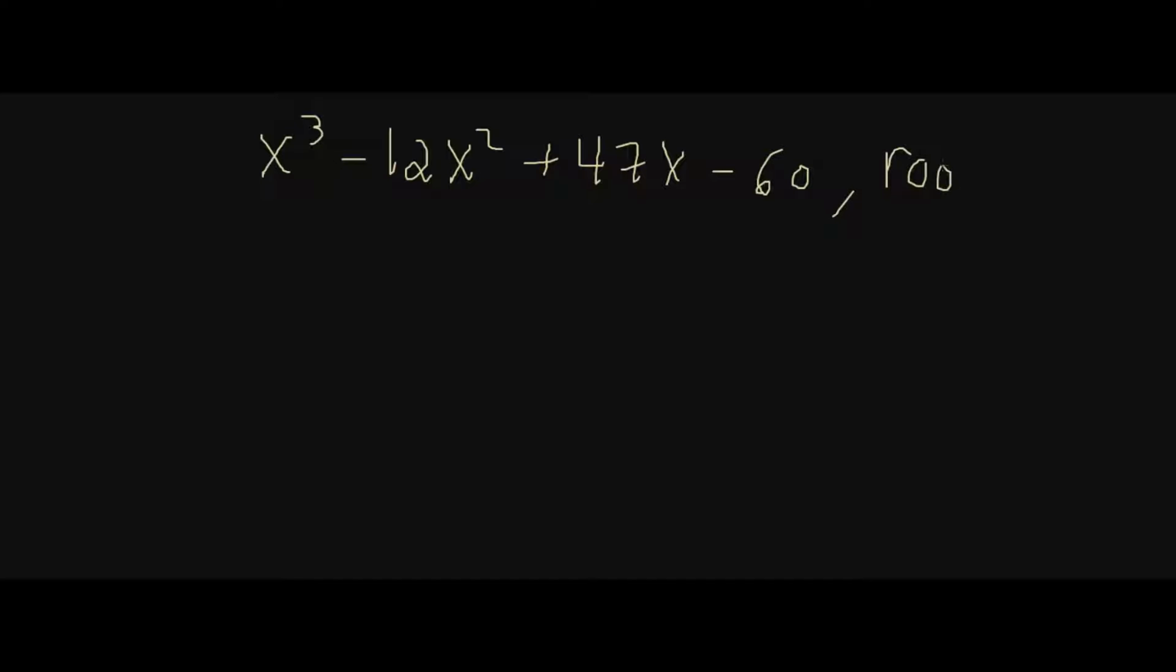So let's go ahead and look at an example problem that's a little bit more challenging. Let's say we have, I think I did this one actually in the other video, x to the third minus 12x squared plus 47x minus 60, and our root is 3.